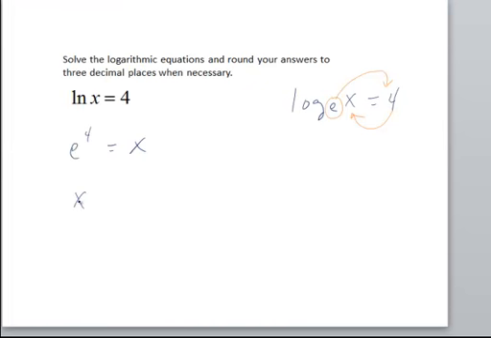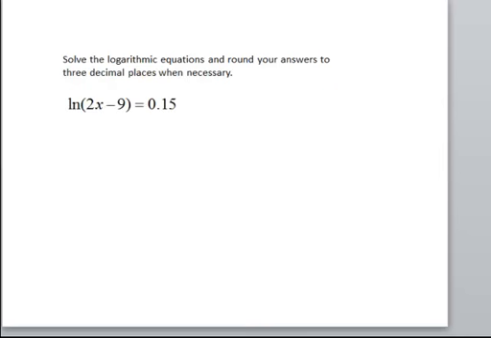Rounding this off to 3 decimal places, we have x is equal to 54.598. Okay. All right. How about this example? Well, it's pretty much the same, except what I'm taking the log of is a little bit more complicated. But that's it. Everything else is going to stay the same.